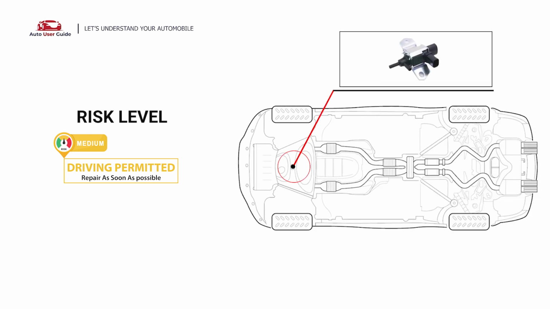This engine code indicates that the car's computer, the powertrain control module, has detected that the system controlling the flow of air into the engine's second bank of cylinders is not functioning as expected. Under this circumstance, short-distance driving is permitted, but your vehicle should be repaired as soon as possible.